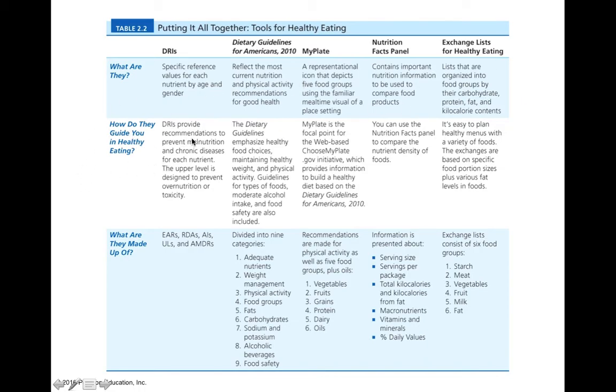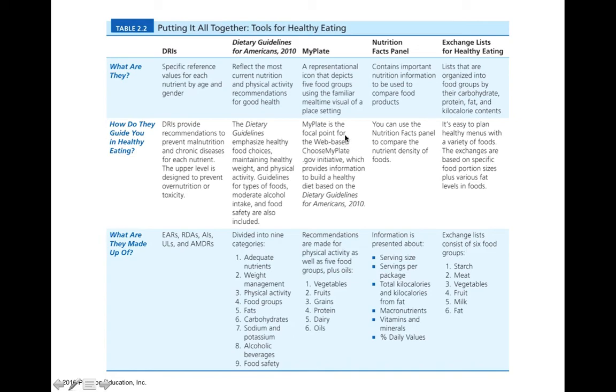So the DRIs we talked about, these provide recommendations to prevent malnourishment and also prevent chronic diseases for each of the nutrients in the category. And we also have an upper limit to help prevent toxicity. The Dietary Guidelines for Americans is going to help emphasize healthy food choices, give you guidelines for the types of food, the amount of alcohol intake, and food safety, etc. All of this will be for the objective of maintaining a healthy weight and maintaining physical activity.